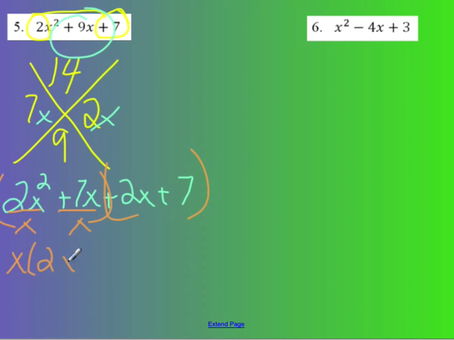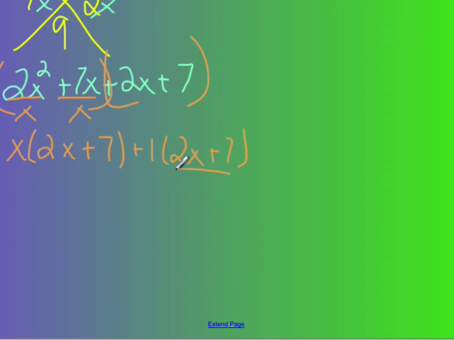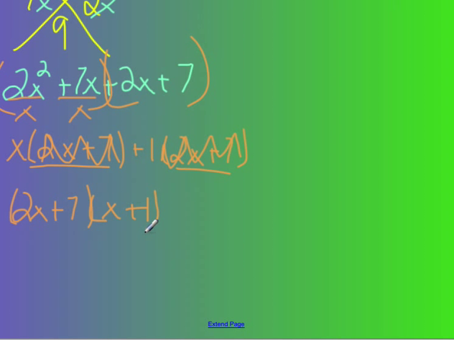And then I'm left with 2x plus 7. Out of the second group, I'm going to factor out a 1. And then I'm left with 2x plus 7. So again, you notice that the leftovers are matching, so I can factor those out. Once I get rid of those leftovers, I'm going to write what's left after that, which is x plus 1. So this right here represents your final answer for number 5.